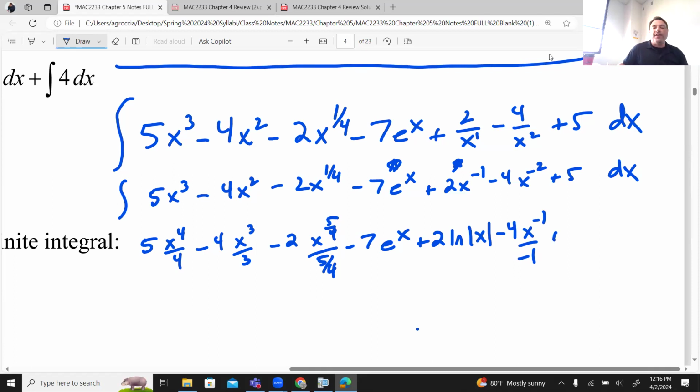And then what's the integral of 5? 5x. And after every integral, don't forget the plus c. Without the plus c, technically it is wrong. You will lose points. Okay? Then you did the hard part.